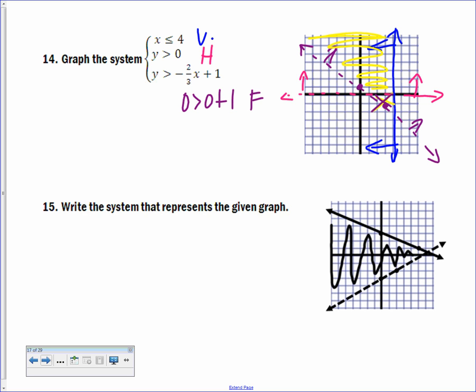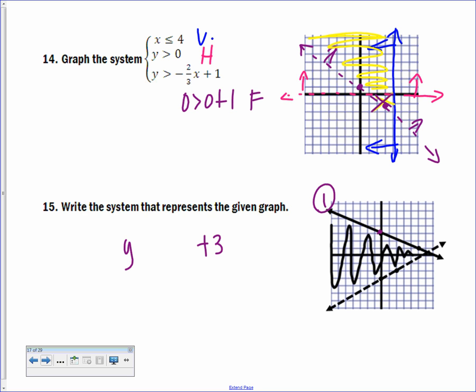Okay. All right, and 15, last one for chapter 5. Write the system that represents the graph. So working backwards is always hard. So let's try this first graph up here. Okay, and we're good at slope-intercept form. So we know the y-intercept is 3. Okay, so I've got a y and I've got a +3.